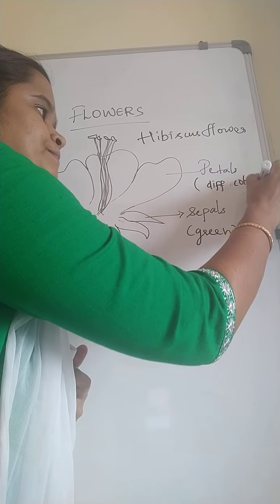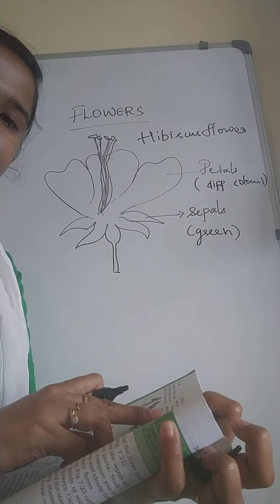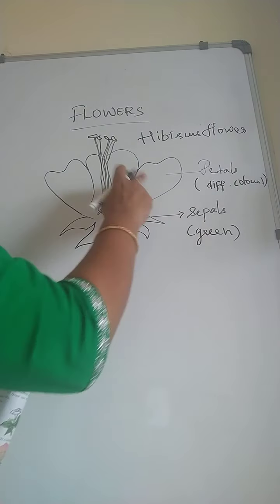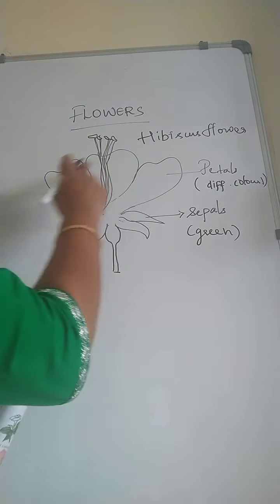Okay. So where do you think the petals are in a closed bud? Where do you think the petals are in a closed bud? These are the petals, no? Where do you see it in a closed bud? In a bud. Okay. The flower is not closed. Here you can see the petals are closed.